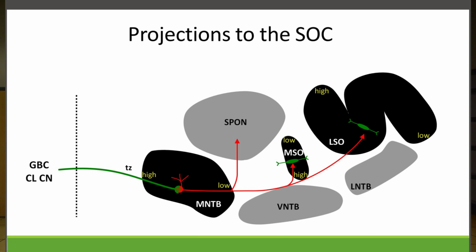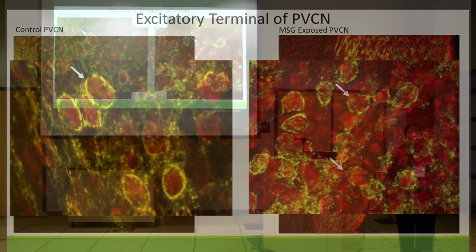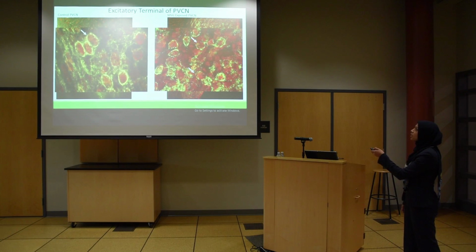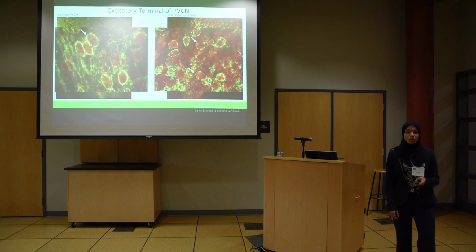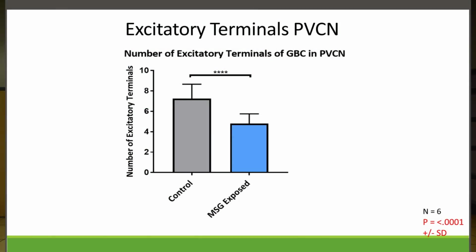So when we utilize V-glut, we see here that after MSG exposure, this white arrow is indicating a globular bushy cell, and the yellow surrounding the red cell, the globular bushy cell, is indicative of excitatory terminals surrounding the cell. You can see that there are far fewer yellow dots surrounding the MSG exposed compared to that in control. And that indicates that there are fewer excitatory terminals. And as you can see here, we saw that there was a significant decrease in the number of excitatory terminals surrounding each globular bushy cell in the MSG exposed compared to the control.